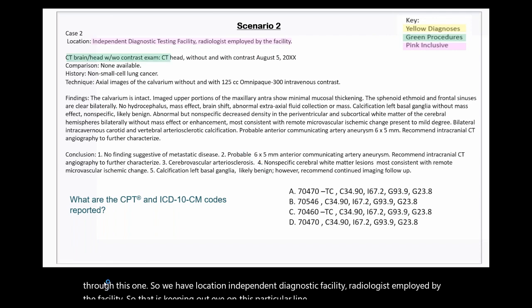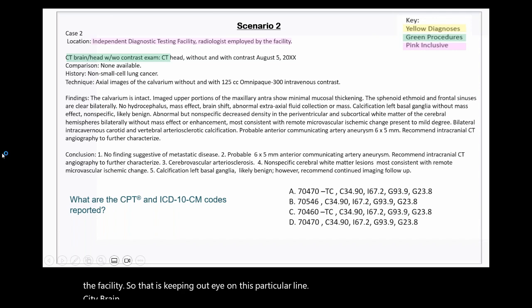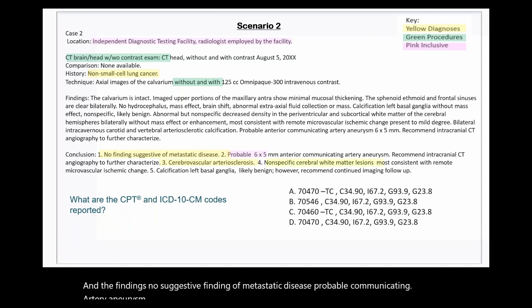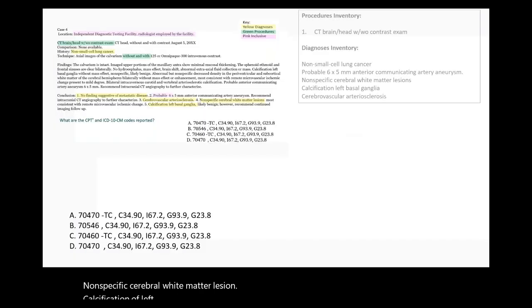CT brain head without followed by with contrast exam, non-small cell lung cancer, without followed by with the contrast, and the findings: no suggestive finding of metastatic disease, probable communicating artery aneurysm, cerebral arteriosclerosis, non-specific cerebral white matter lesion, calcification of left basal ganglia. And that's all we have.